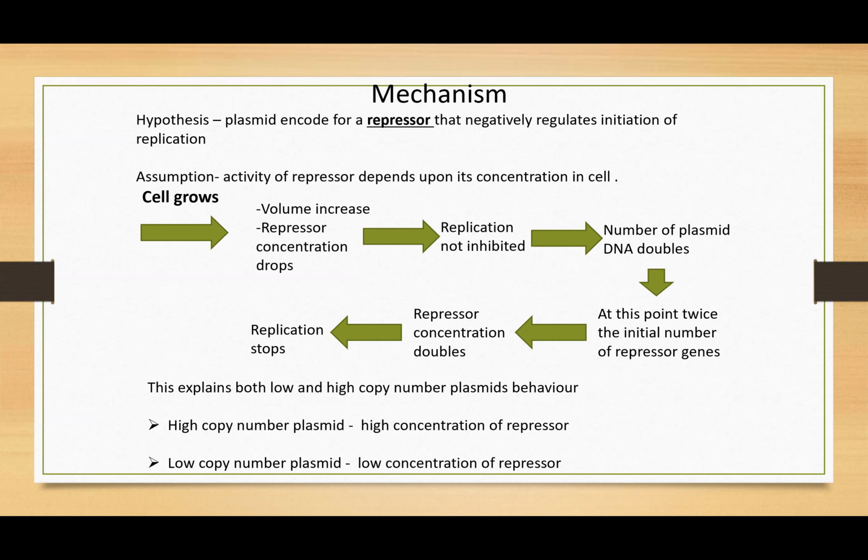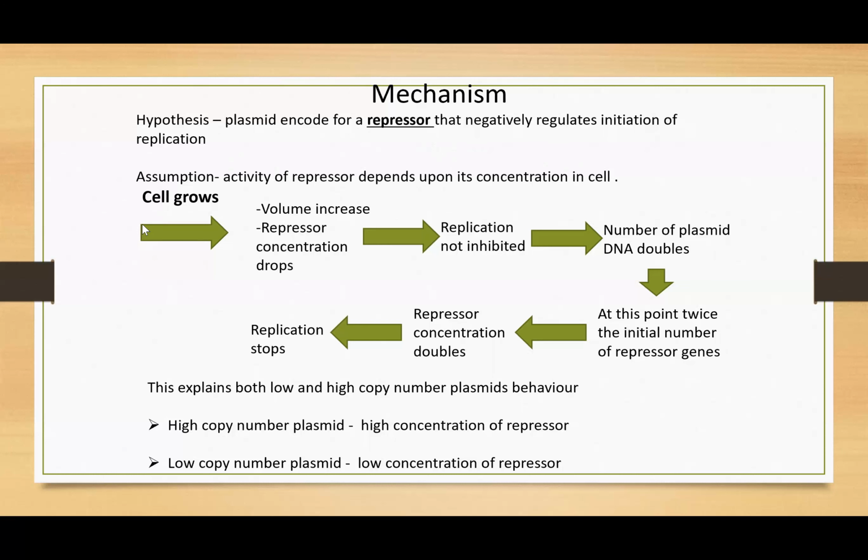So these were the two assumptions or hypotheses that were made: that the plasmid regulates its replication via a repressor, which is negatively regulating initiation of replication, and this is dependent on the concentration of the repressor. Fine. Now, how does this mechanism work?